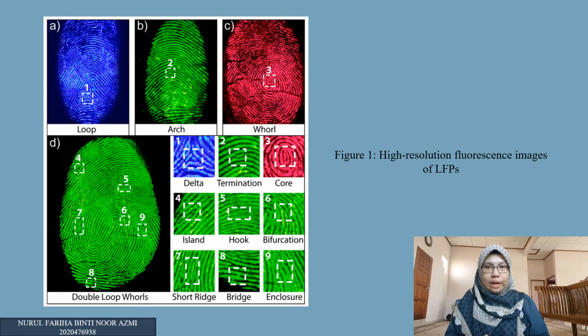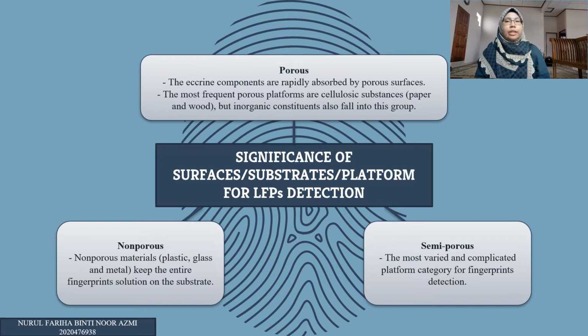As shown in Figure 1, all fingerprints are divided into 3 classes on the basis of the general patterns, which are loops, arches, and whorls. The magnified images in the figure show specific details such as enclosure, delta, island, and more. Porous, semi-porous, and non-porous are the major, traditionally classified platforms based on the capability to absorb fingerprint remnants.